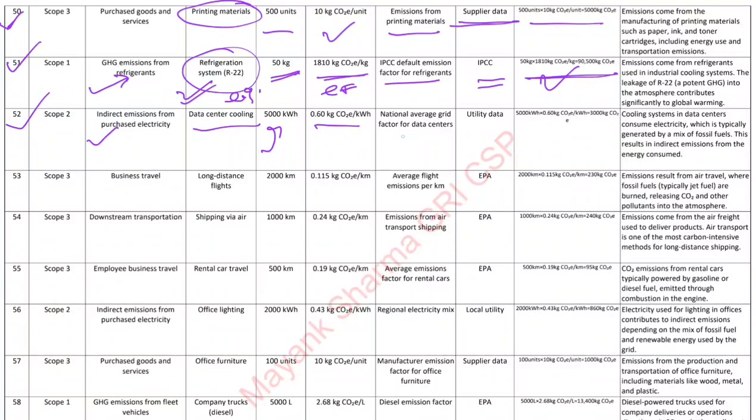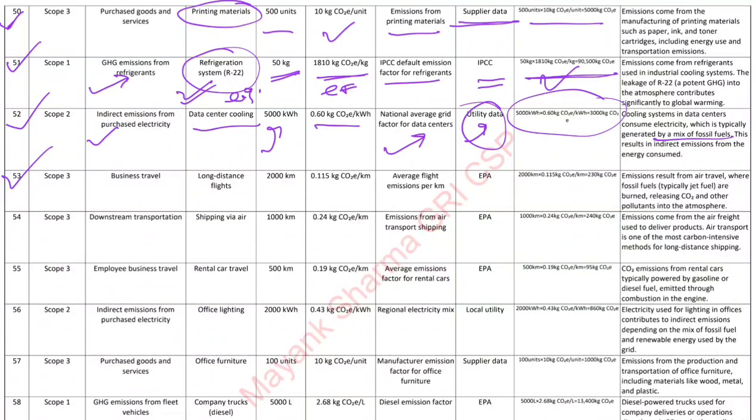Emission factors are coming from, let's say, the national average grid factor for the data center and utility data or local utilities basically. So cooling systems in a data center consume a lot of electricity, which is typically generated with a mix of fossil fuel, and this results in indirect emissions from the energy consumed. Then there is the calculation, 5000 units multiplied with the emission factor.